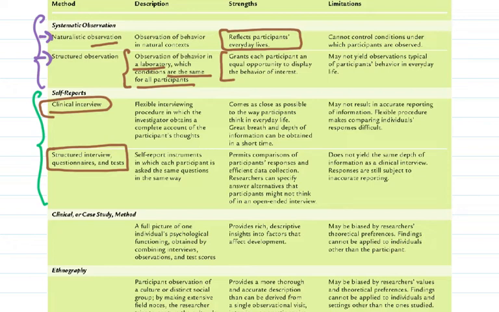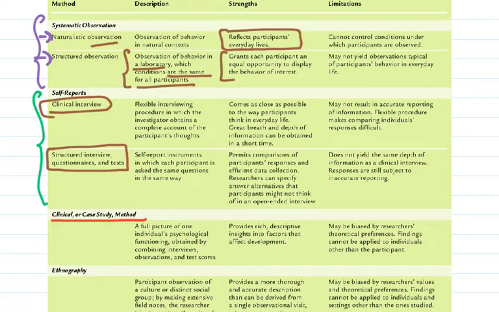The limitation of a clinical interview is that it may not result in accurate reporting of information because, again, you have this very flexible style, so it might not be something that you can quantify. A structured interview limitation is that it does not have the same depth of information as a clinical interview. Okay, now we move on to clinical or case study methods.